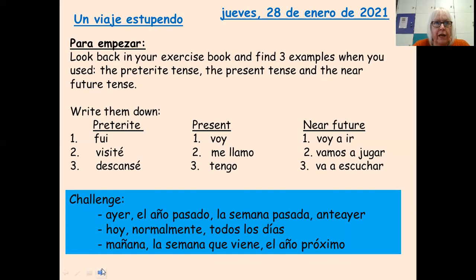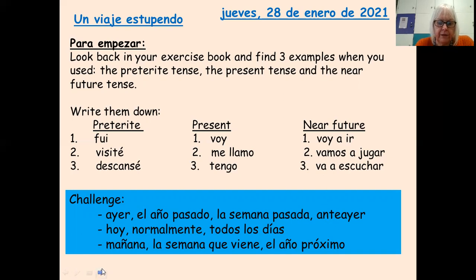Okay, if you did the challenge, then really well done. I've given you some examples here of time expressions talking about the past: ayer, el año pasado, la semana pasada, anteayer. For present, you might have had hoy, normalmente, todos los días. For the future, mañana, la semana que viene, el año próximo would have been great examples. So if you've got any of those, then really well done.